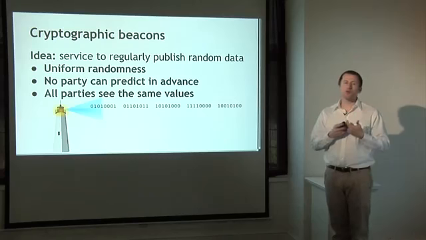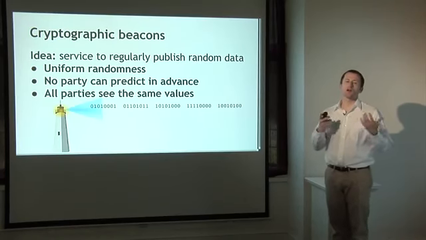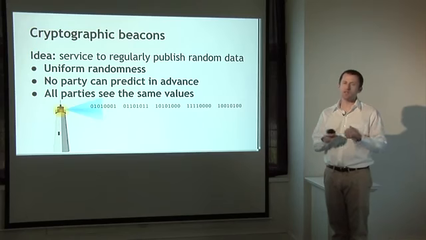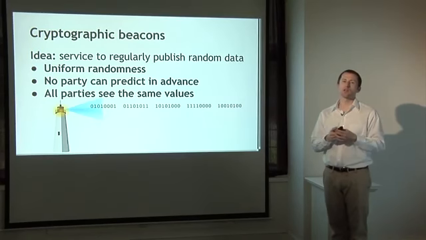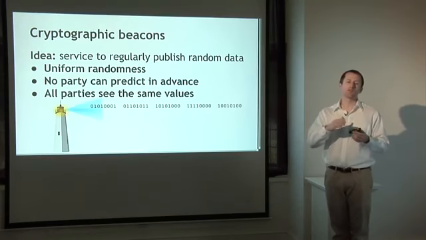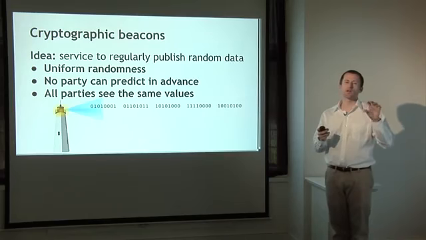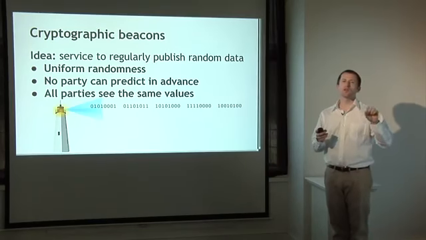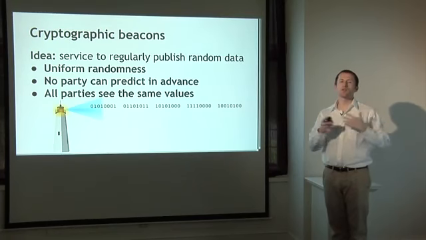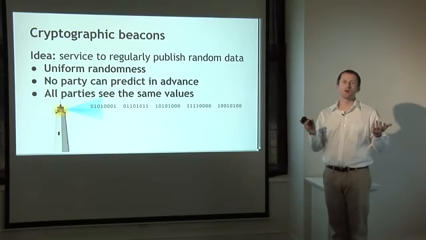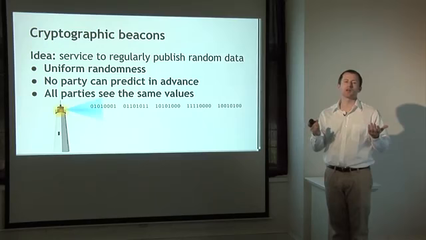So for a long time, people have wondered, could we do better cryptographically? Could we have a service that we call a cryptographic beacon? And the idea is that this beacon, much like traditionally a beacon is like a lighthouse that sweeps out light at regular intervals, will emit new random data at a regular rate. And the goal is that it will emit uniform randomness that nobody can predict in advance. So everybody agrees that there's no way to predict what values the beacon is going to output next.